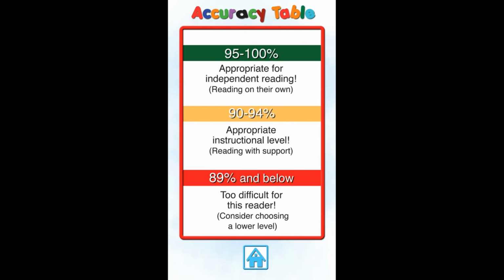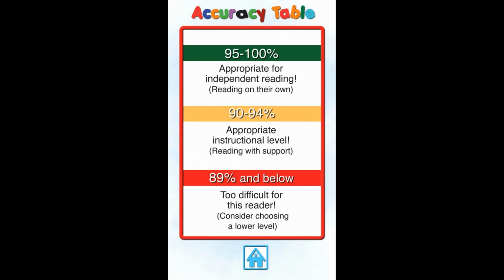So again, the student read at 95% accuracy, and looking at this table, this particular book is on the lower end of the independent reading level. So this shows that this leveled passage is on the student's independent reading level. That's what it tells me.